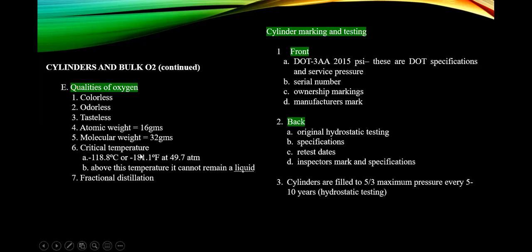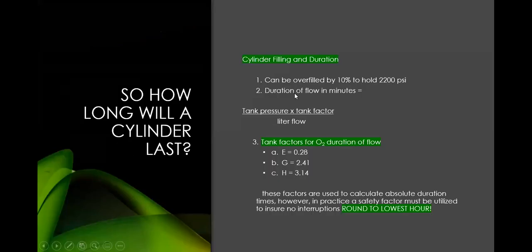So make sure you go back and look at the cylinder markings and tests, and we're not going over all of that. The cylinder filling and duration, what's the duration of flow? Tank pressure times the tank factor over liter flow. That will tell us how long a cylinder lasts. These are your factors here. Don't forget your factors. And always round to the lowest hour.